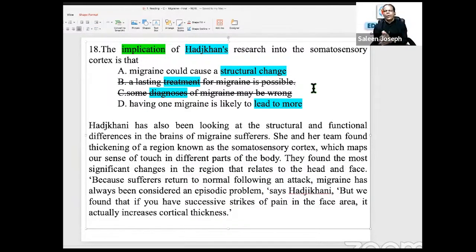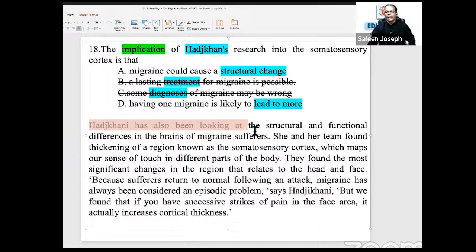It can cause a structural change. It can cause a treatment. It can cause a diagnosis. It can lead to more migraines. That way you'll have to read. So implication, they are asking about the implication of this research. Now let's read the topic sentence.